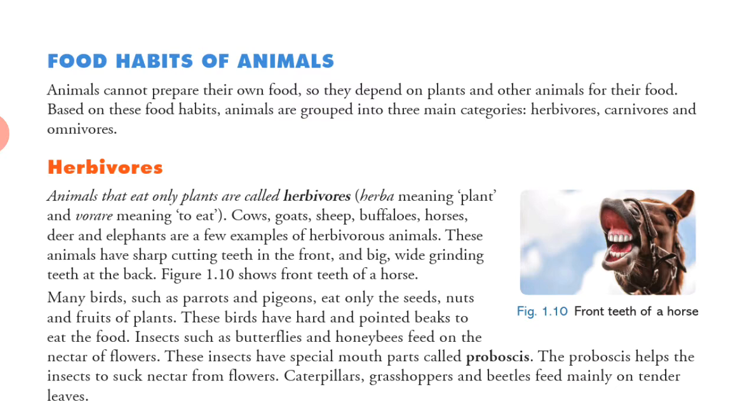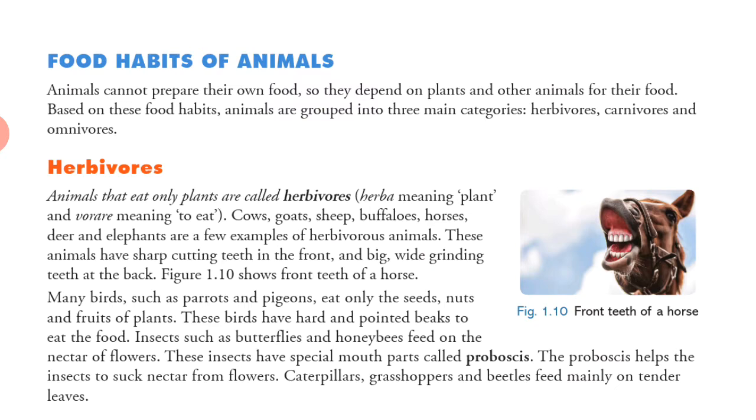These insects have a special mouth part called proboscis. The proboscis helps the insects to suck the nectar from the flower. Examples are caterpillars, grasshoppers, and beetles, which feed mainly on tender leaves.